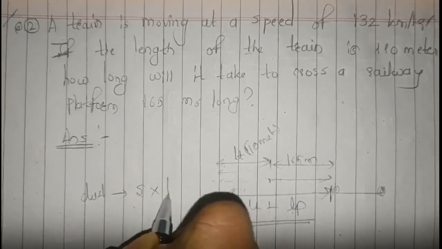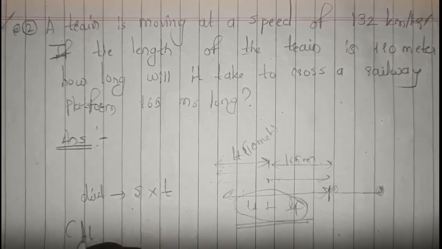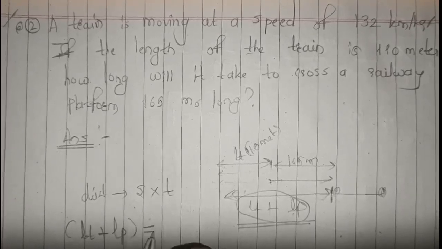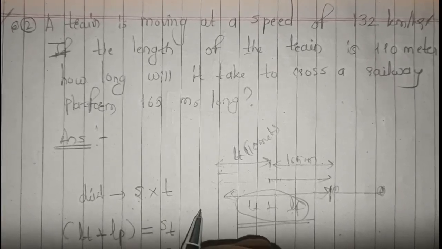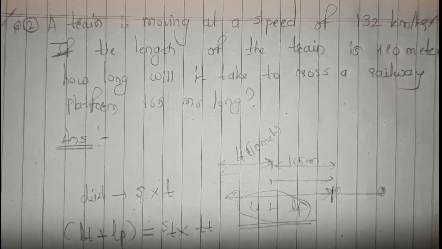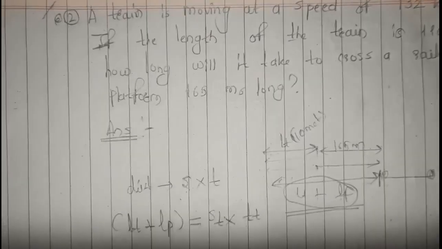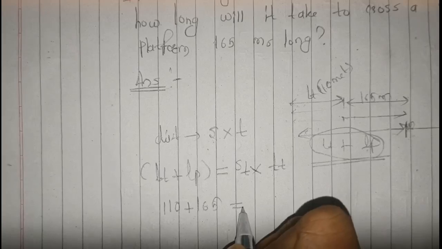So as we know, distance is equal to speed into time, and distance here means LT plus LP, length of the train plus length of the platform. Here only the speed of the train would be required, because only the train is in the moving state, and then the time that is required for the train to pass the whole platform. Now the length of the train and the length of the platform is 110 plus 165 meters, and the speed of the train is 132 kilometer per hour.